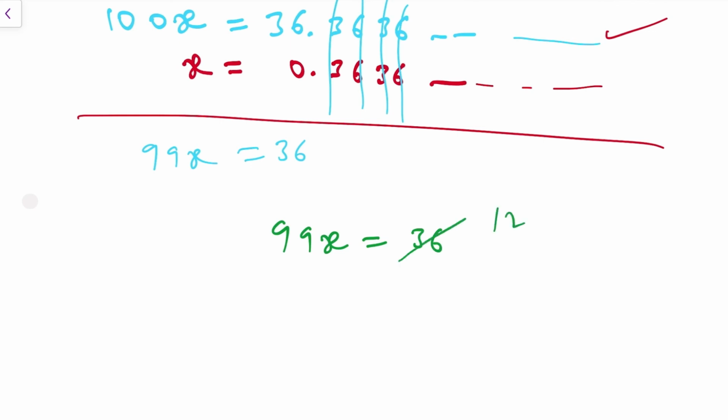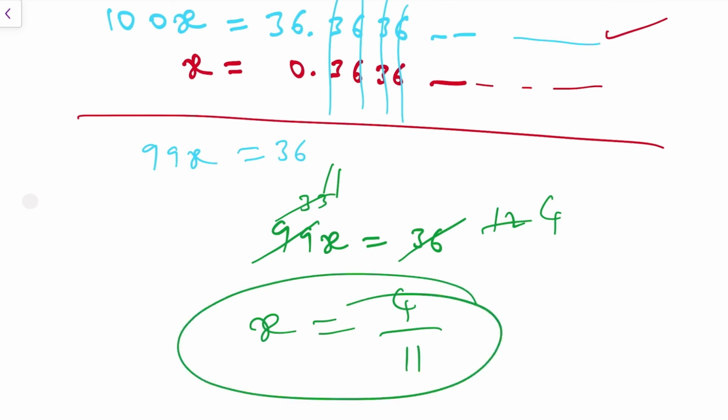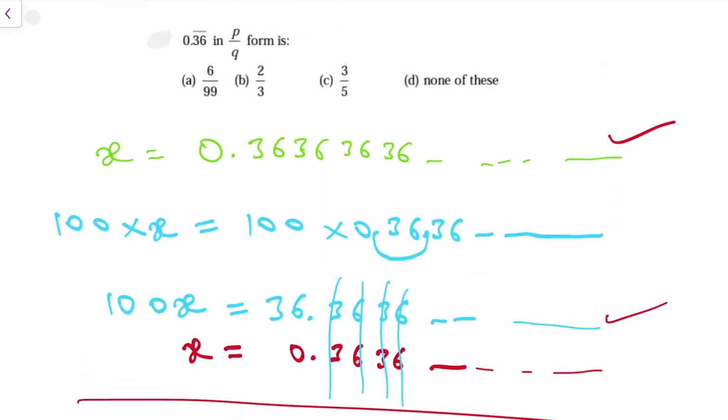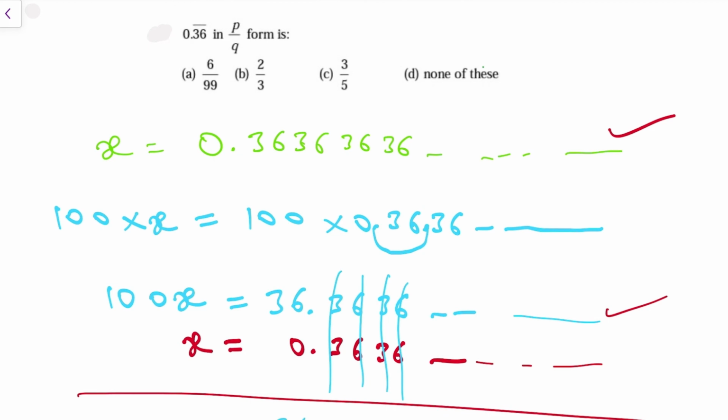3 11s are 33, 3 4s are 12. So this 11, if we take it to the other side, then x is equal to 4 divided by 11. So the x value we got is 4 by 11. This option is not there, so the answer is none of the above.